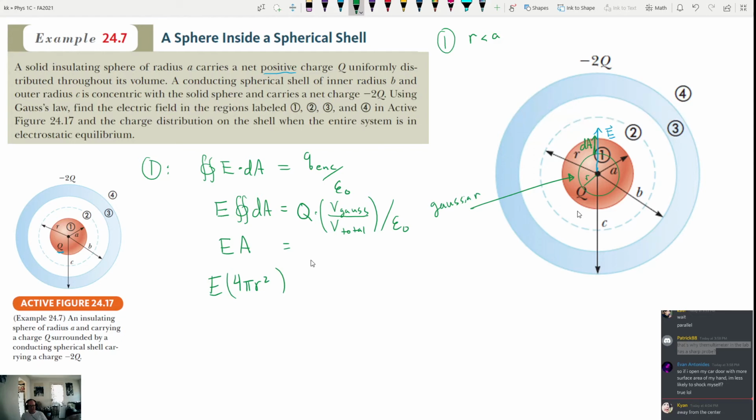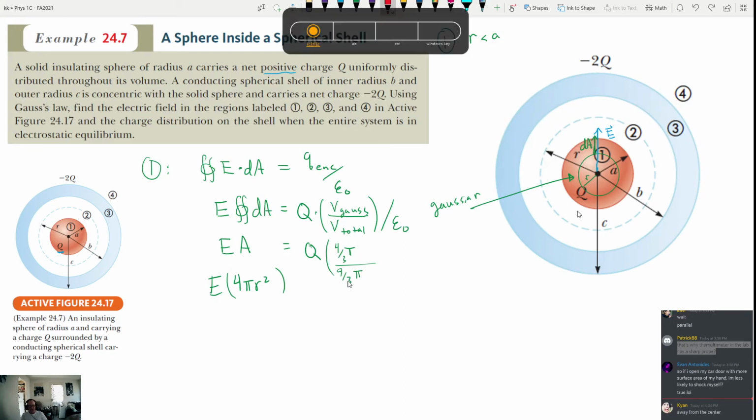On the right-hand side, what we have is Q times V Gauss over V total. So that's going to be something like 4/3 pi times the volume of the Gaussian is going to be a cubed. We divide that by 4/3 pi times the total. No, I mixed them up. I'm so sorry. I really should not do that. That's right. The Gaussian has a volume of 4/3 pi a cubed.